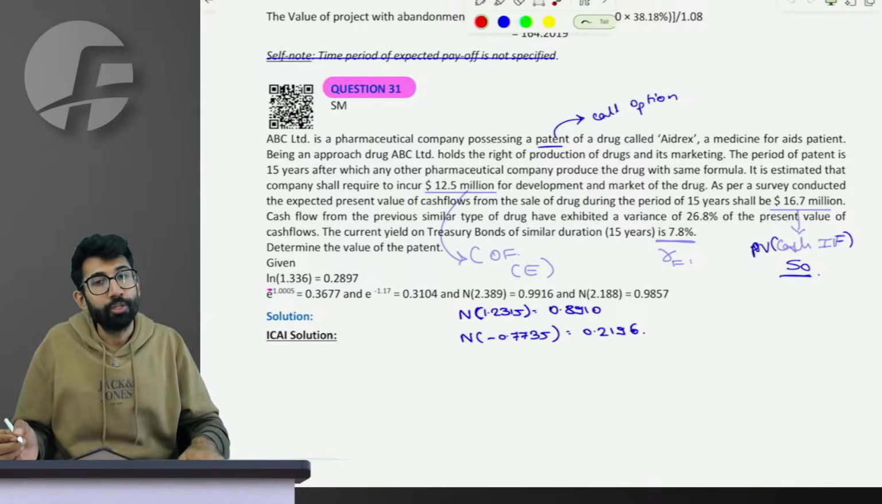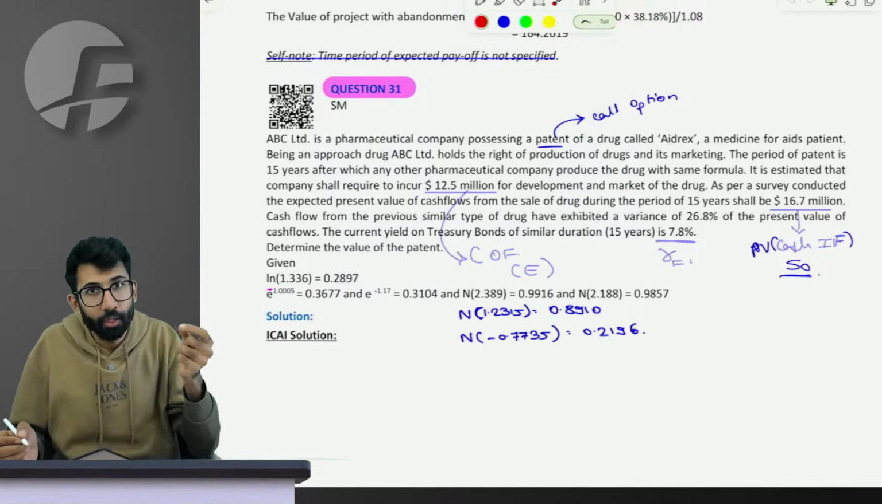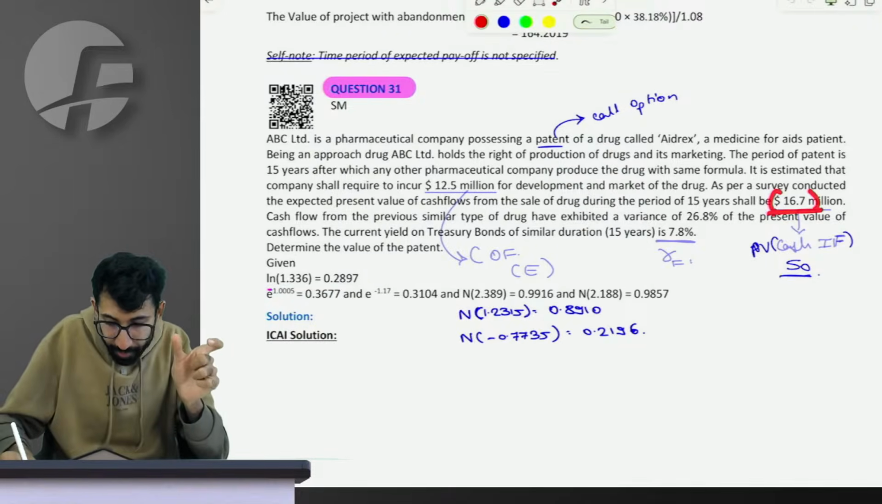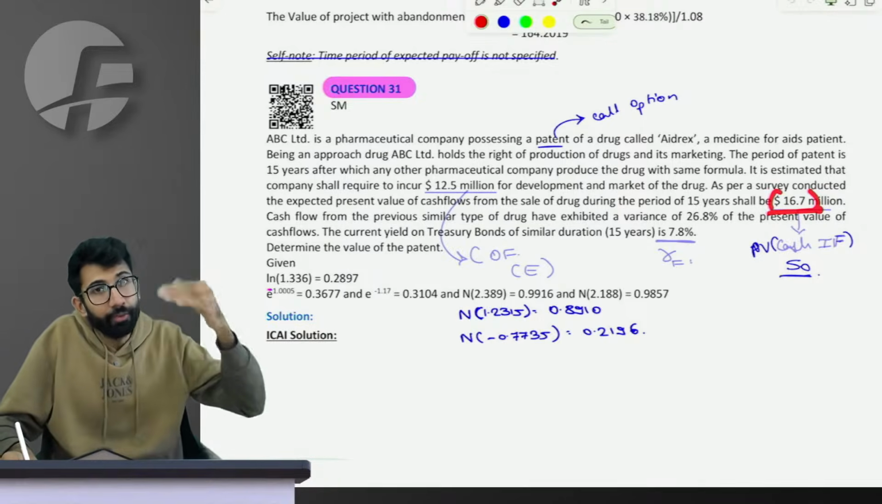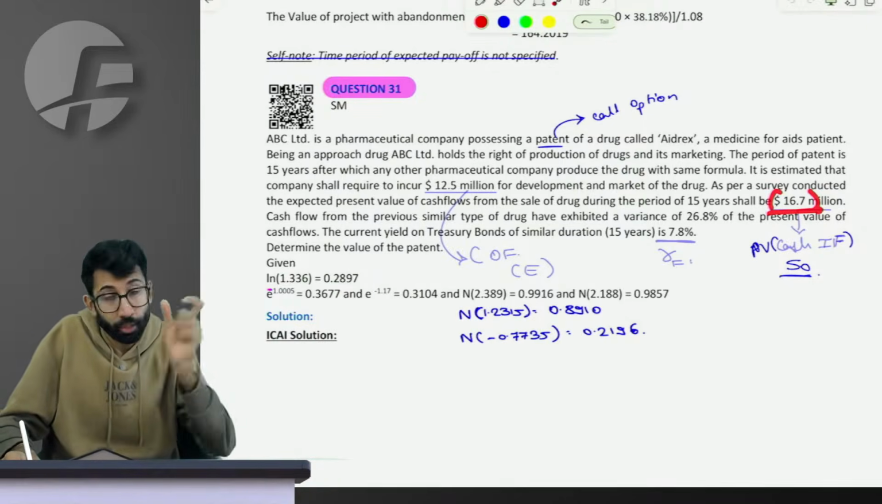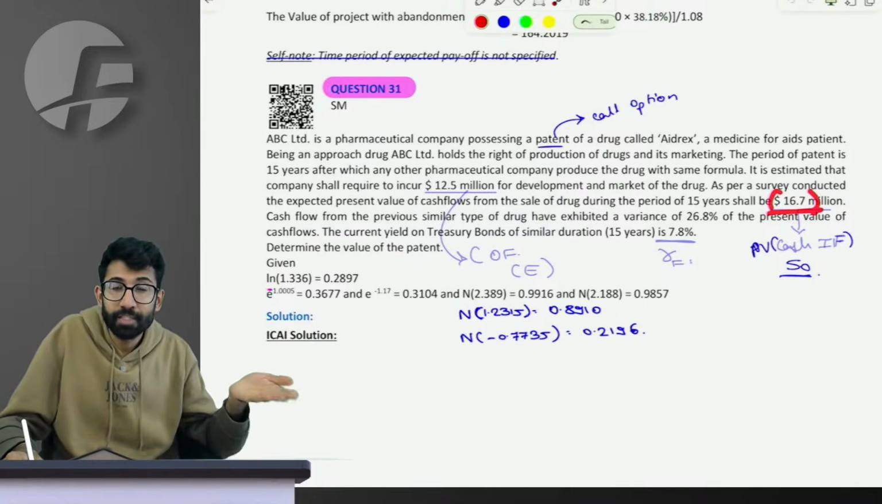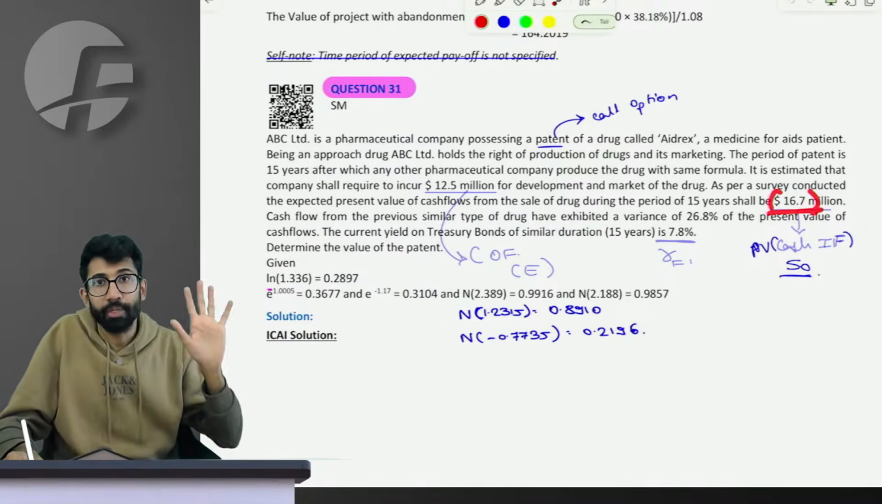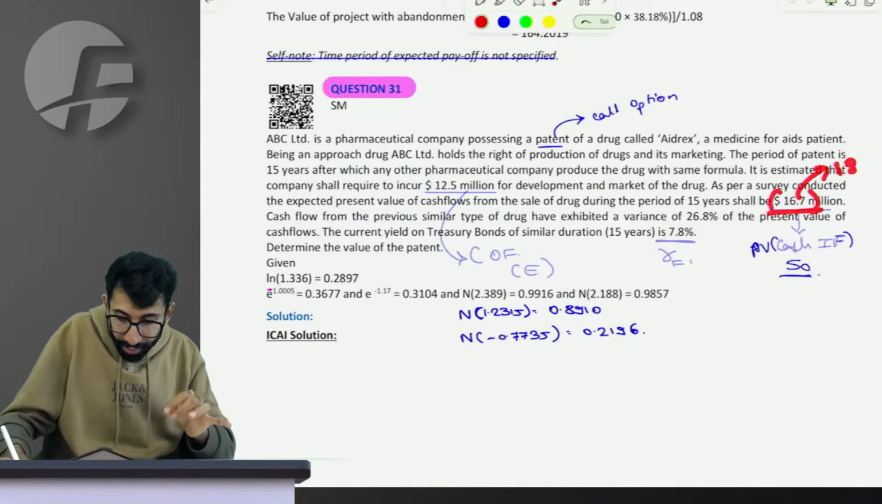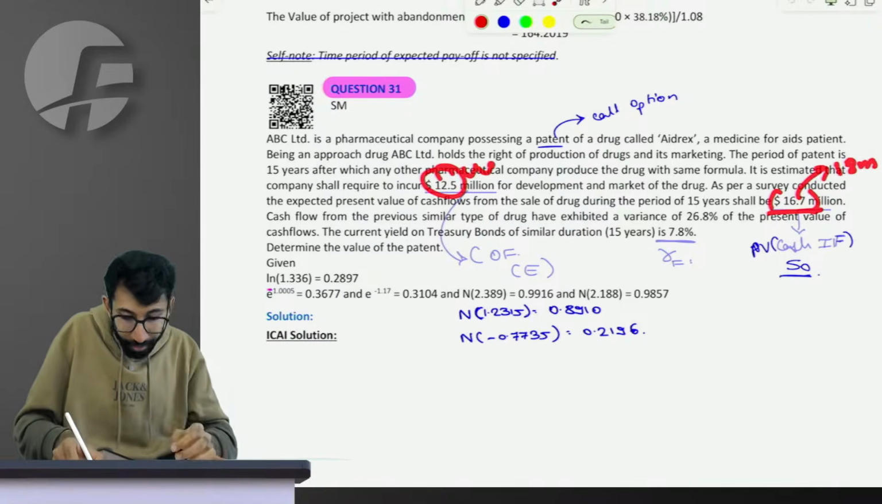I have an option to start the project whose expected value is 16.7. If the value in the market is more, because this is an expected value, in reality it can be more, in reality it can be less. If it is more, it is good for me, because something which is worth 18 million, I'll be able to do for 12.5.